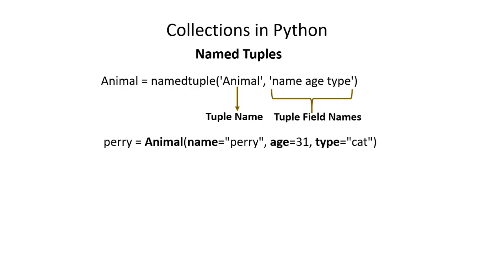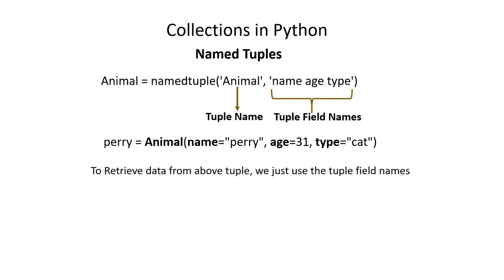Now we have an instance of animal which is called Perry, and this Perry object will have keys name, age and type, and the corresponding values being Perry, 31 and cat. So now we have a new instance of the animal that's created, and to retrieve the data from the above tuple, all we are going to do is use the tuple field names.